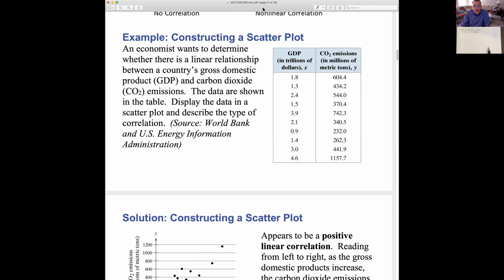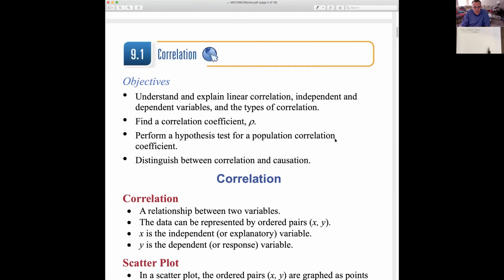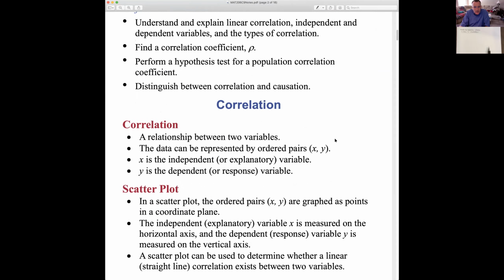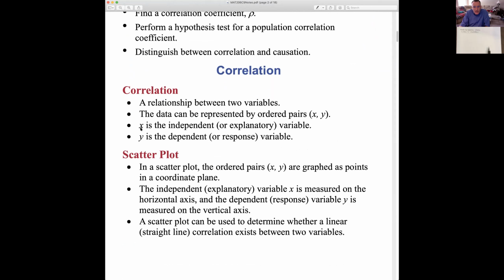All right, so our first job is to make a picture. So we have some X's and we have some Y's. In statistics, we give the X's and Y's kind of special names, okay? We talk about the X first, as being the independent variable.